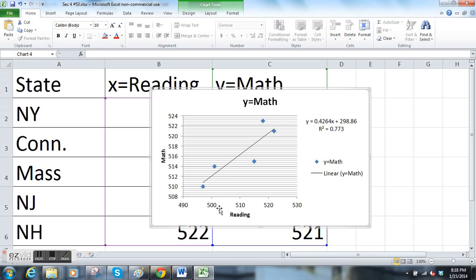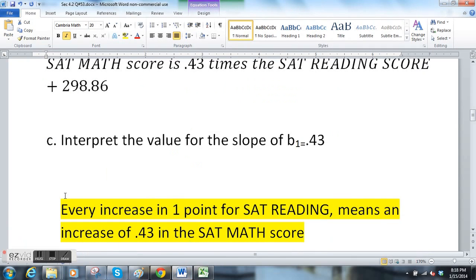We're saying for every time you go over one score in the reading score, you're going to go up. You get an increase of 0.43 in your math score. So the way you interpret the slope is every increase in 1 point for the SAT reading score means an increase in 0.43 in the SAT math score, according to our equation.